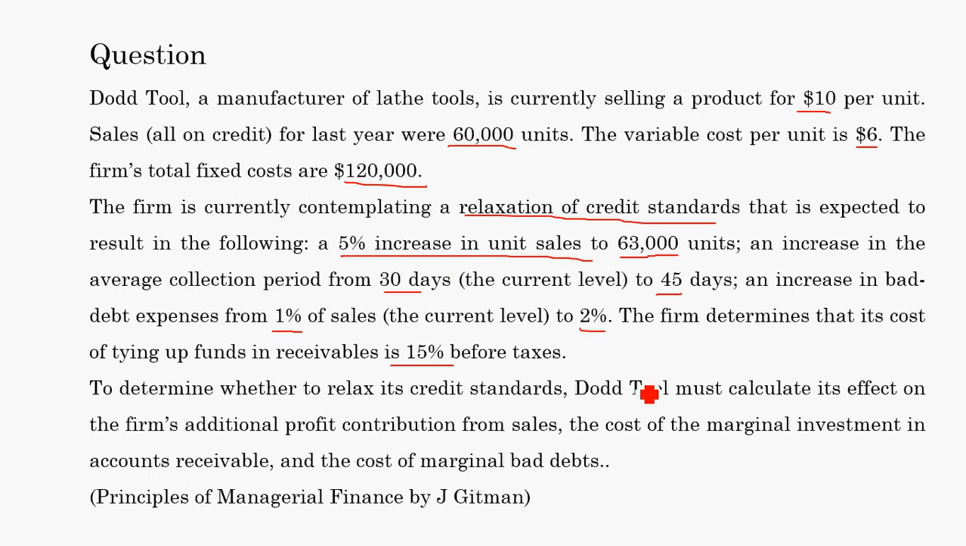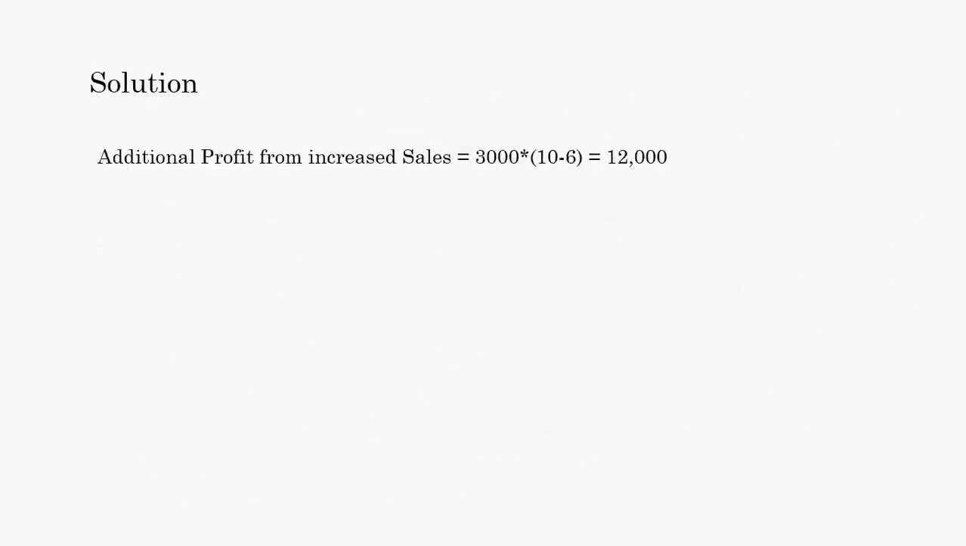Now we are going to look at whether this particular company can go ahead with relaxing the credit standards or not. To start with, you're going to look at the additional profit that you get from increased sales. The sales is increasing by 3,000 units, from 60,000 to 63,000. So the increase is 3,000.